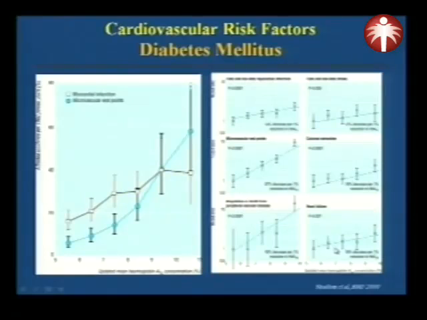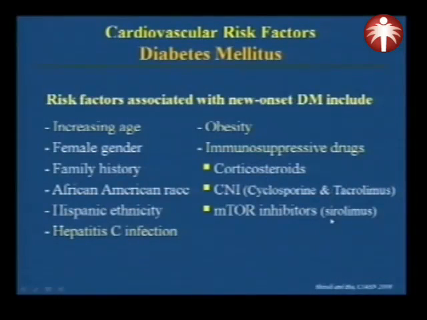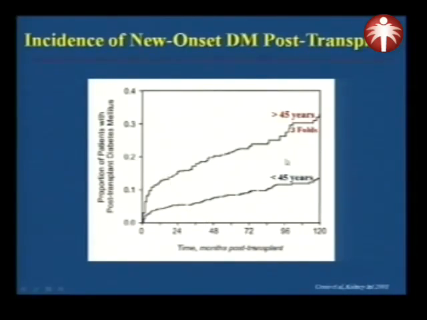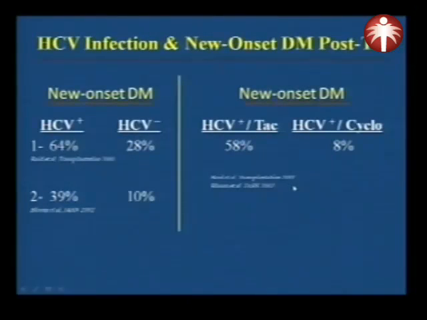And if you reduce hemoglobin A1C by just 1%, there is a reduction of something like 16% of heart failure. That's apart from other risk factors. So what really contributes to developing or having more diabetes in post-transplant patients? There are so many factors, but I would like to concentrate on age, hepatitis C infection, obesity, and immunosuppressive drugs. Here you can see somebody who is more than 45 years old has a threefold increased risk of developing diabetes compared to a patient less than 45.